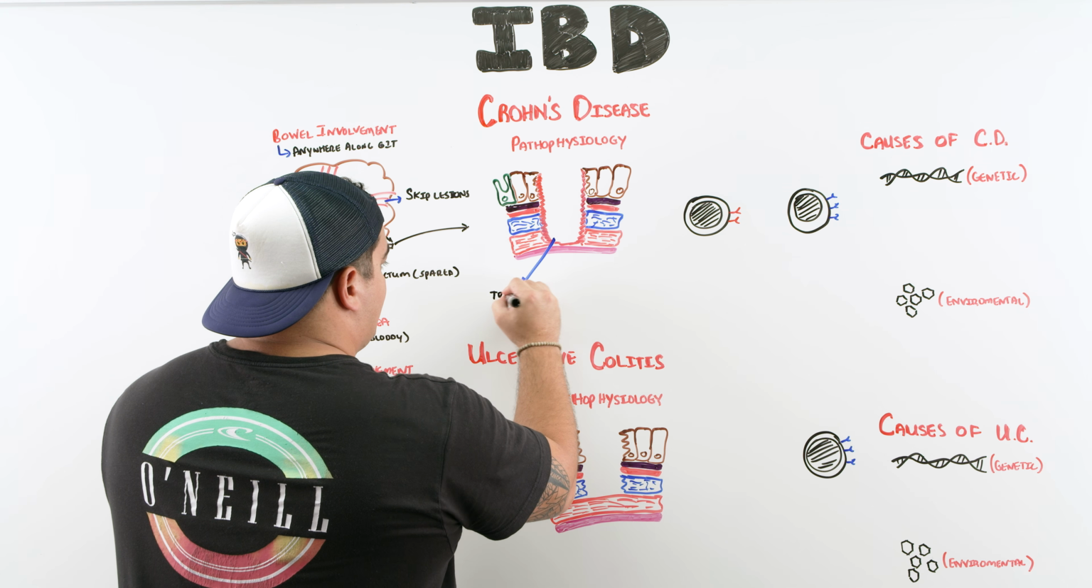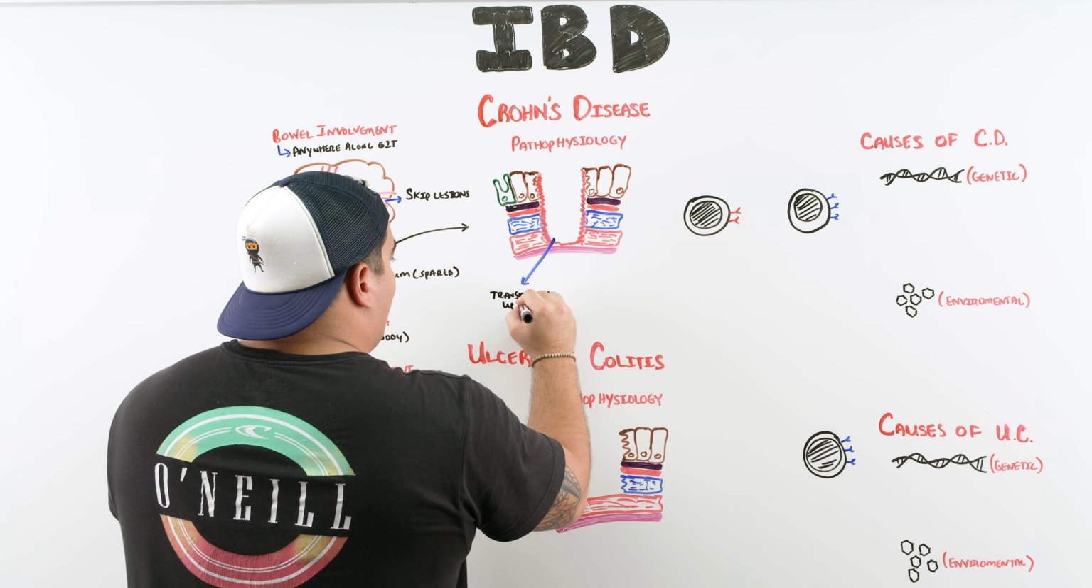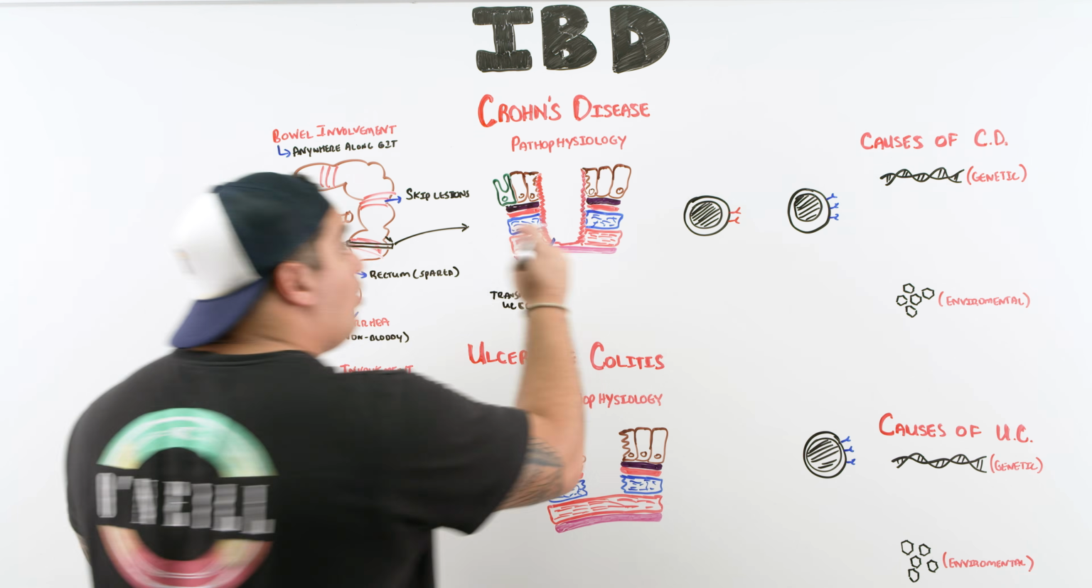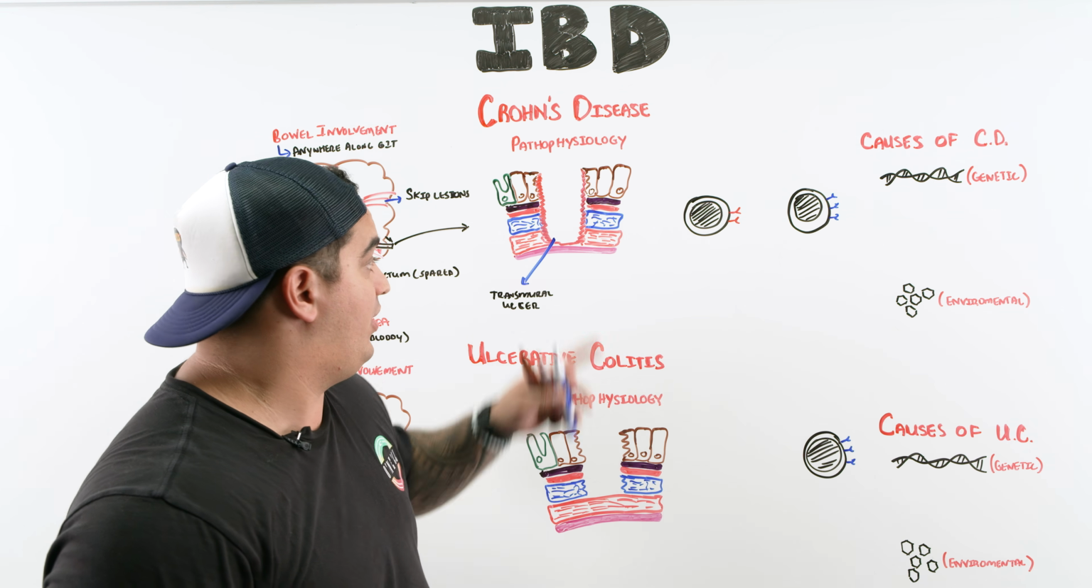So this is a transmural ulcer, meaning that the ulcer has involved almost all of the walls of the alimentary canal, or that GI tissue at that point.